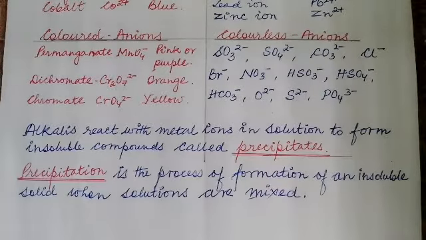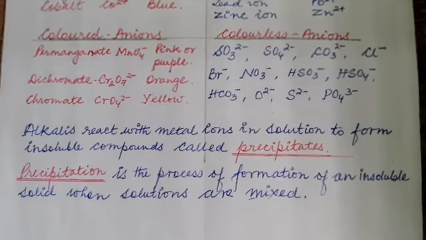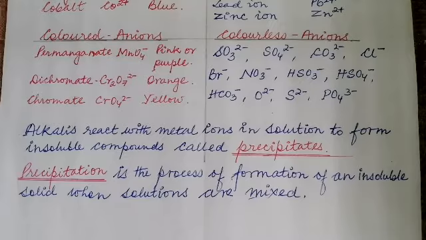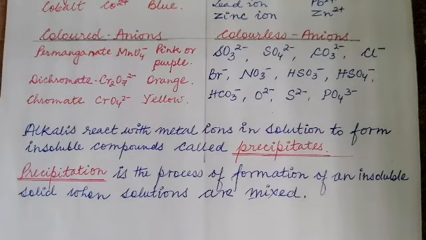Now, alkalis. When it reacts with metal ions in solution, it forms an insoluble compound called precipitate. Okay, so alkalis react with metal ions in solution to form insoluble compounds called precipitates. Then what is the process of precipitation? Precipitation is the process of formation of an insoluble solid when solutions are mixed together.